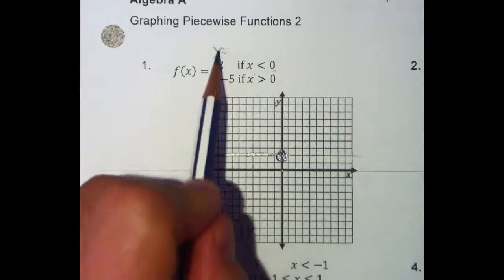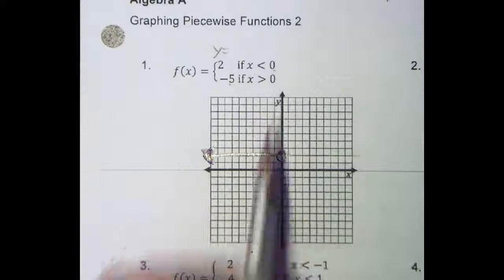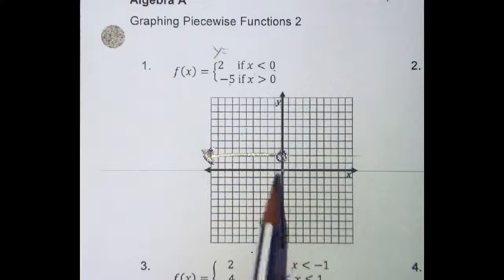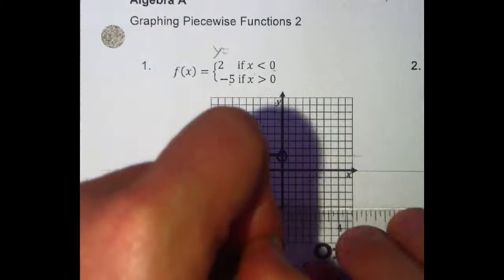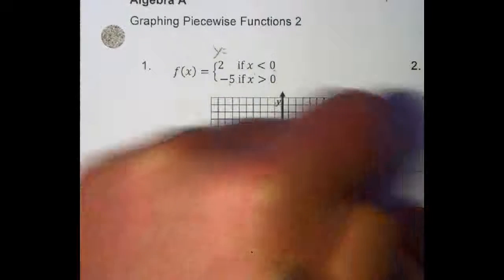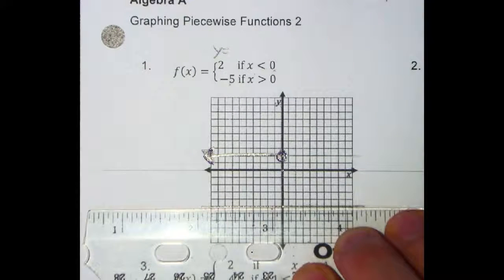And then let's do the same thing for -5. So remember, this is y equals -5. So y-axis at -5. So here's 0. -1, -2, -3, -4, and -5. Okay, right there.